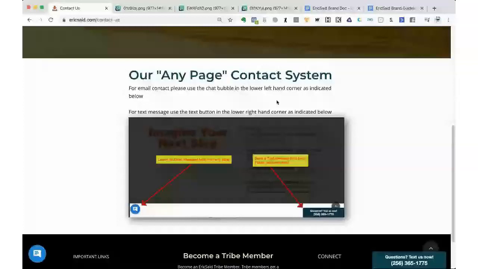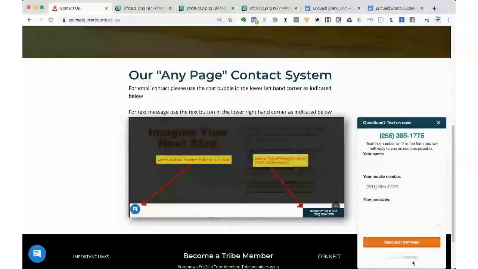Anytime, any place, from any page, you can contact us. Anytime, including sending us a text message.